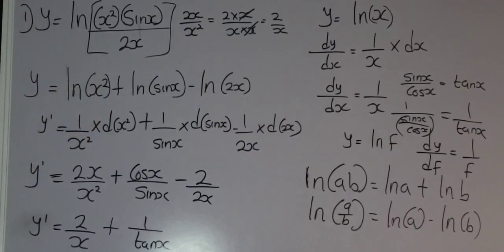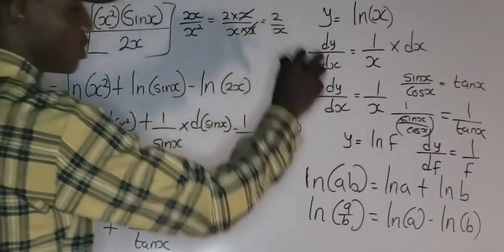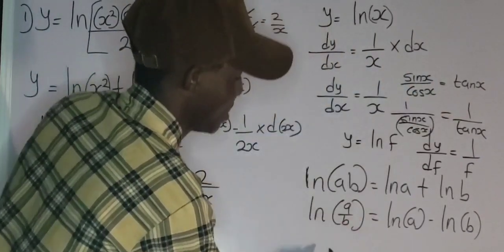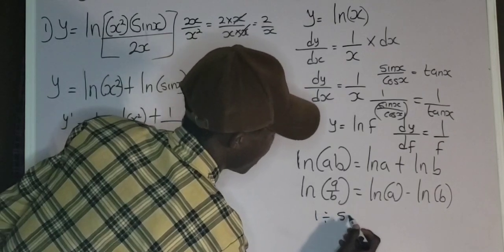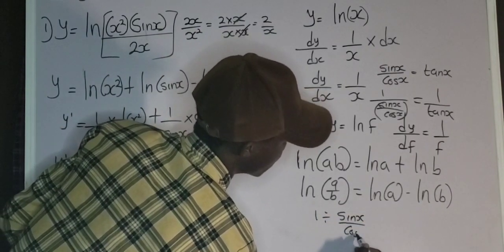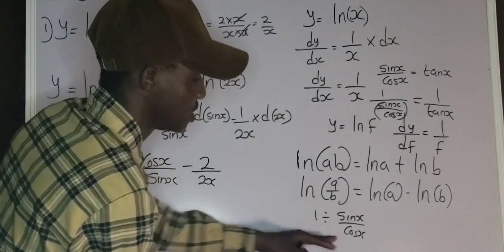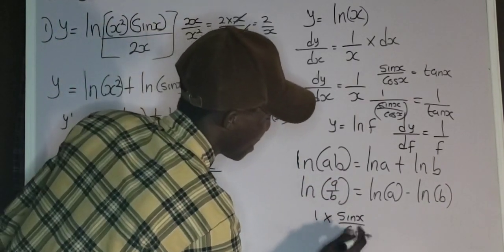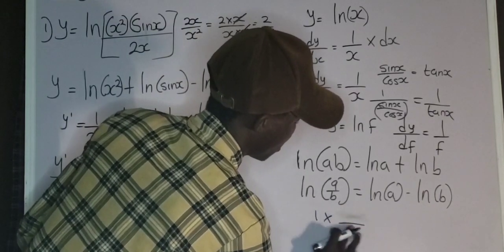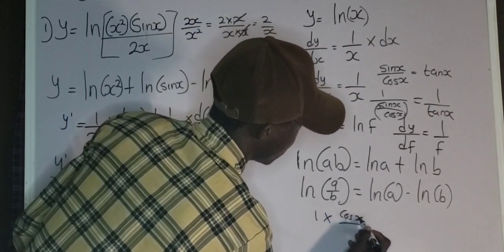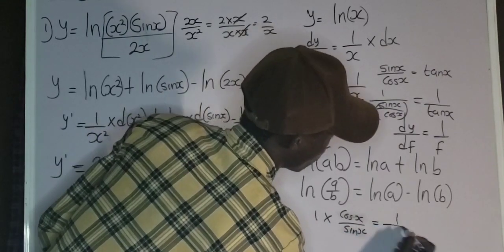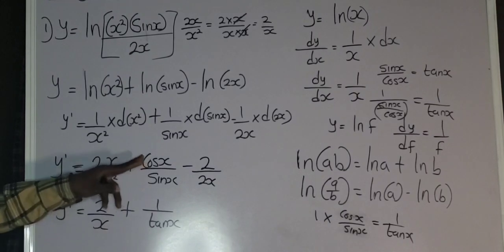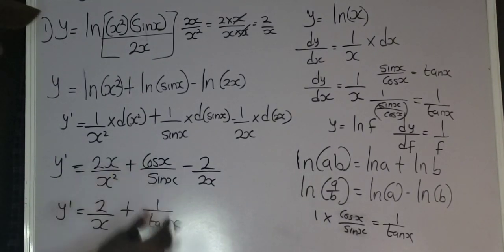If you didn't understand how I got this, just watch this. If sine x over cos x is tan x, that will be what? 1 divided by sine x over cos x. If this division sign changes to multiplication, the cos x will come to the top and the sine x will what? Go beneath. So I'm going to have multiplied by cos x over sine x. This will be equal to what? 1 over tan x. That is how I got 1 over tan x as what? Cos x over sine x. Do you understand? So now let us proceed.